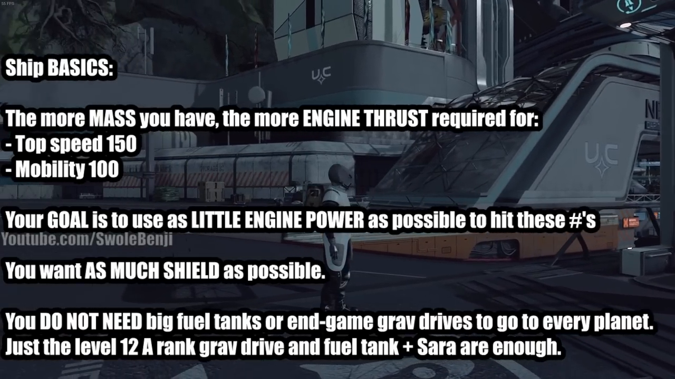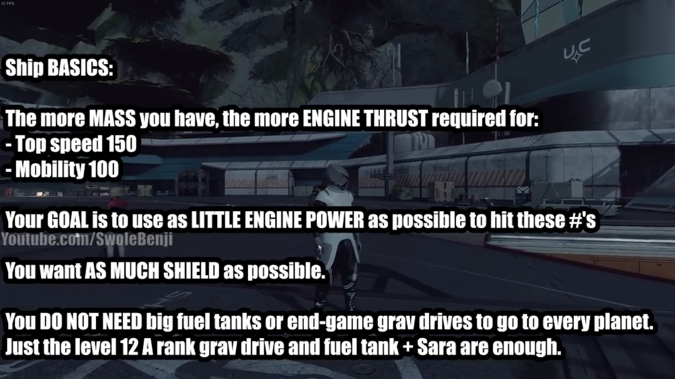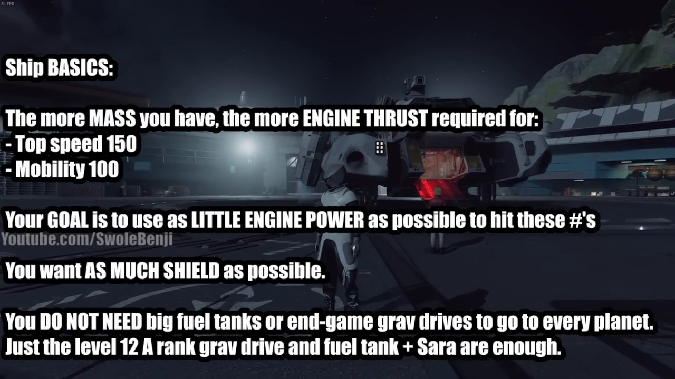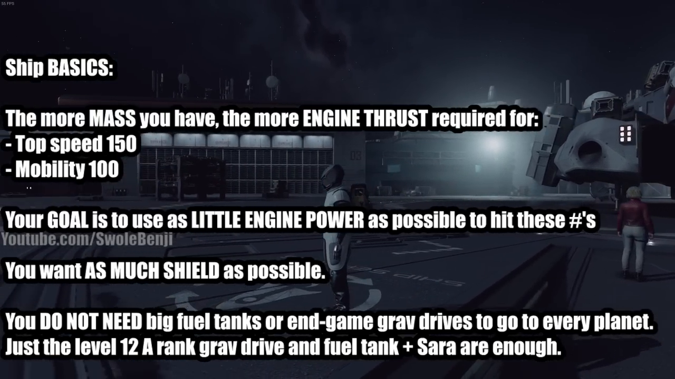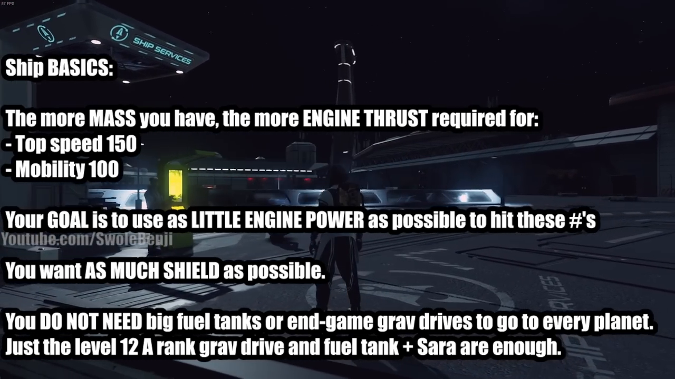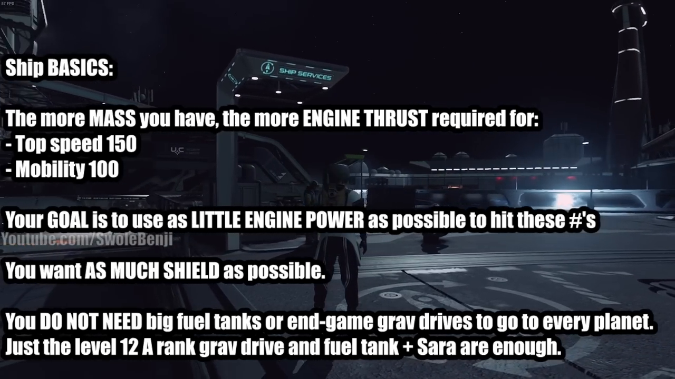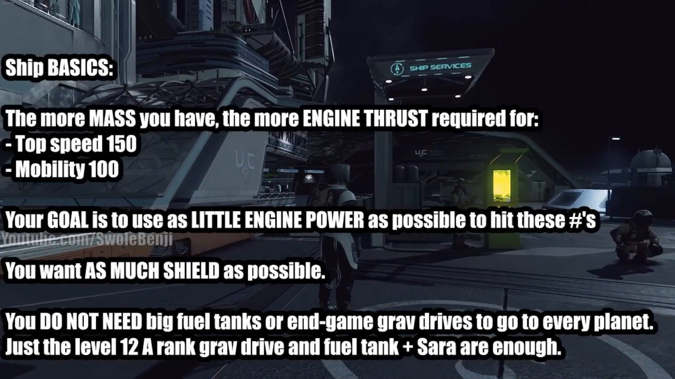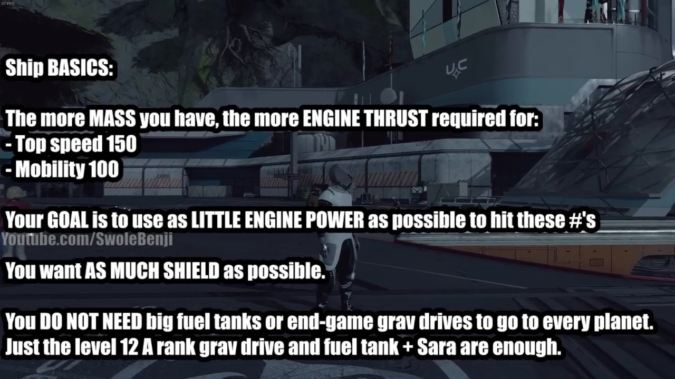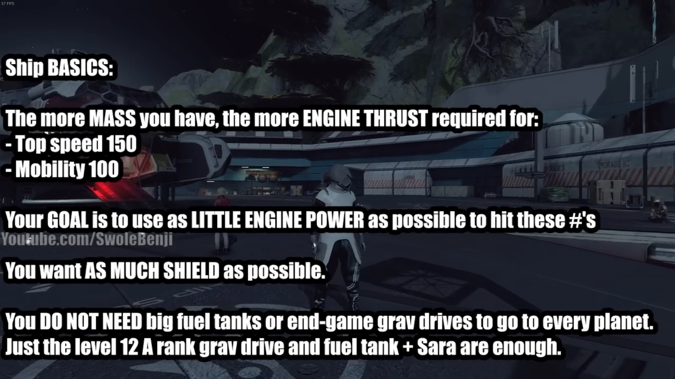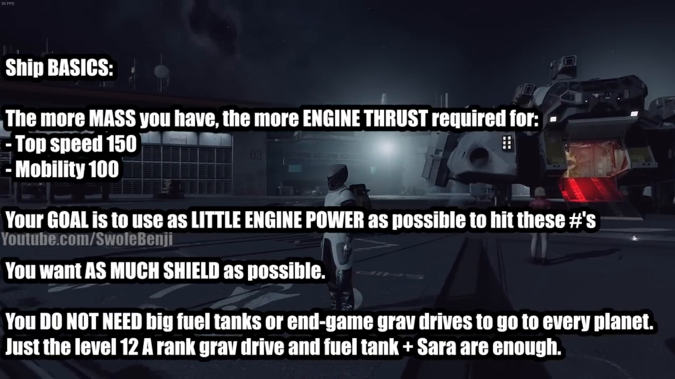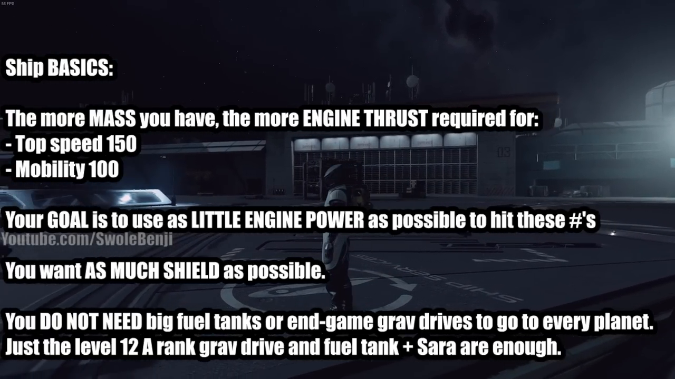Here are some ship basics before we get started, and I'm going to show you all the math and the reasonings behind it. But basically, when you are making a ship or upgrading a ship, the more mass you have, the more engine thrust is required to reach a top speed of 150 and a mobility of 100. That's where the caps are. So your goal is to use as little engine power as possible. You don't want to allocate power cells to engines if you don't need to. And you want engines that can get these numbers while using the lowest amount of power possible.